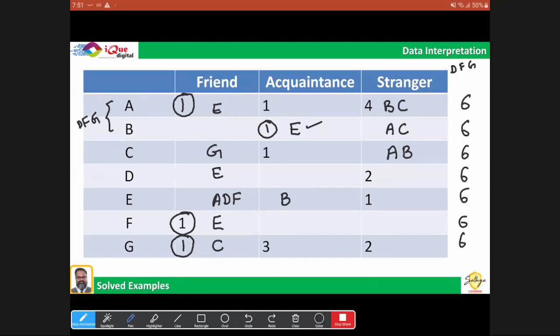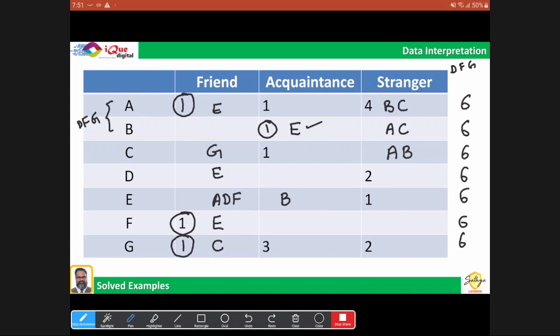Can I fulfill the table like this now? Is everything reciprocated? So A and E, A and B, and A and C. So C and A. Similarly BE, so EB, BA, AB, BC, C and B, that is fulfilled. CG, GC, CA, AC, CB, BC is fulfilled. DE and ED is in place. EA, AE, EF, FE, EB, BE is in place.